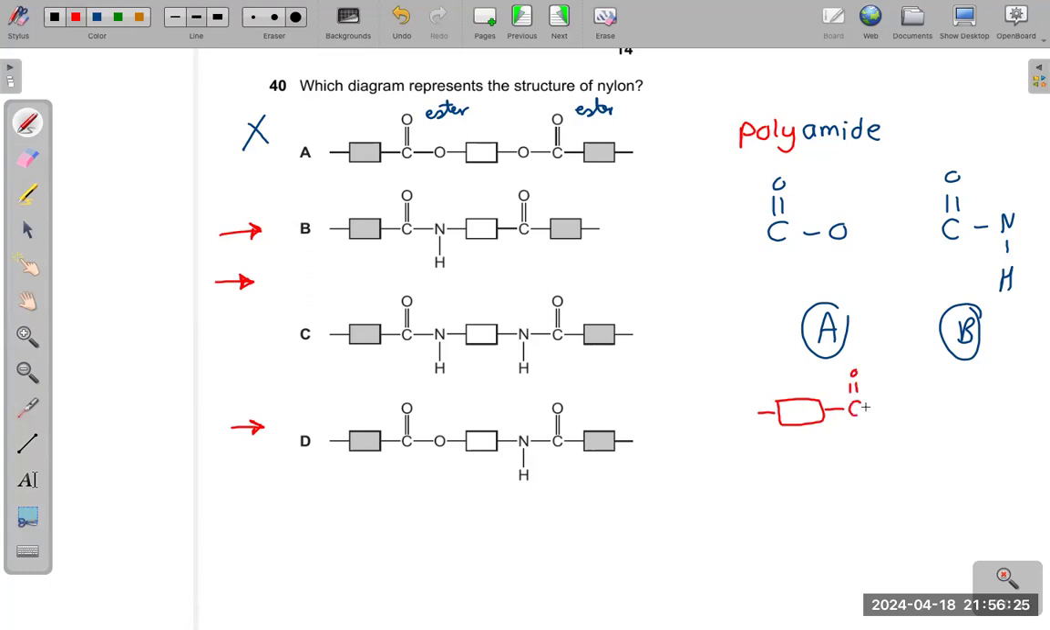So if you have C double bond OH on one side, the other one will be on the other side, C double bond OH. So you have to make a diacid with a diamide. These are the two compounds that will join together. So we need to make some revision session about esters again and polyamides and polyesters again.